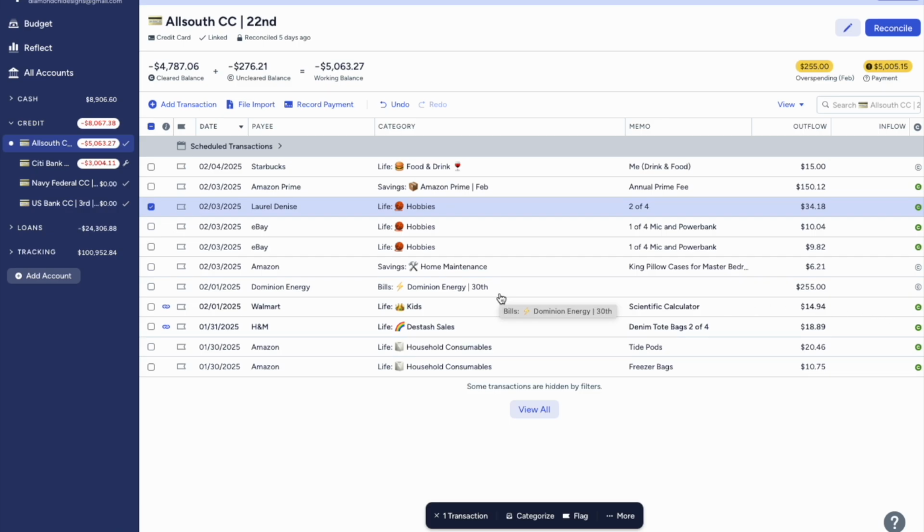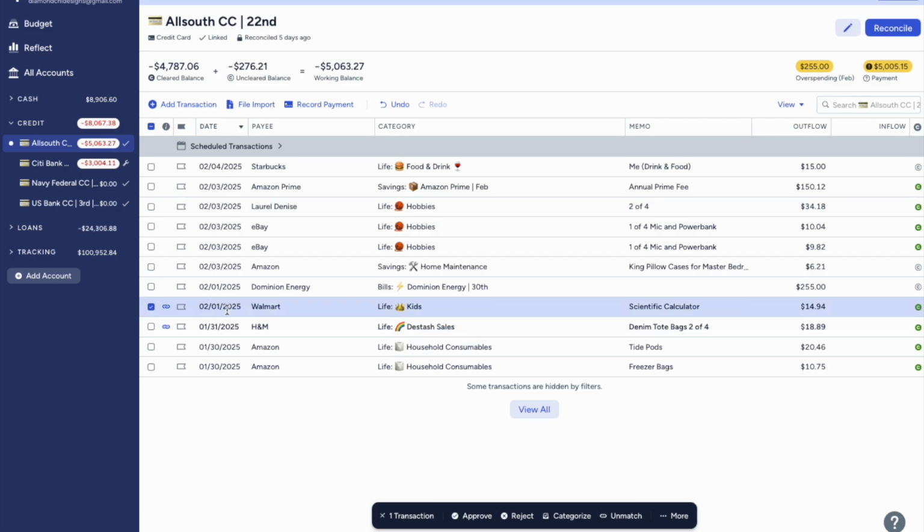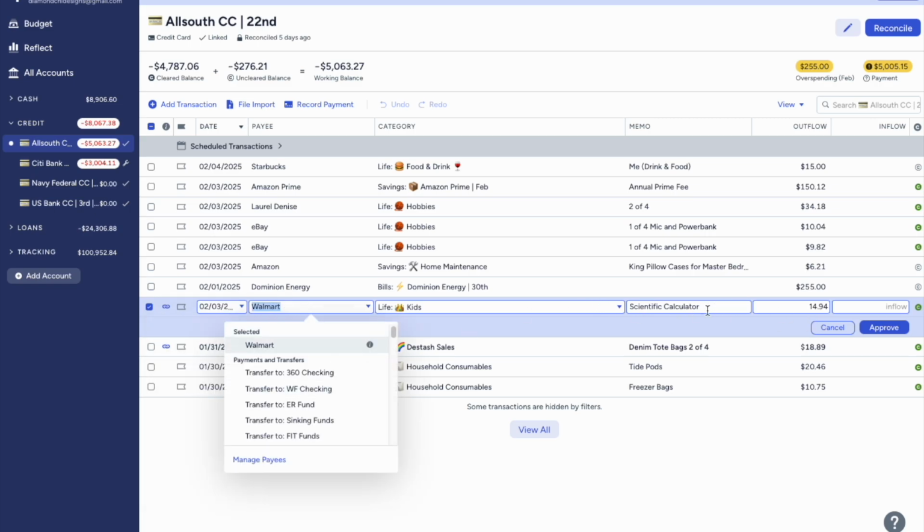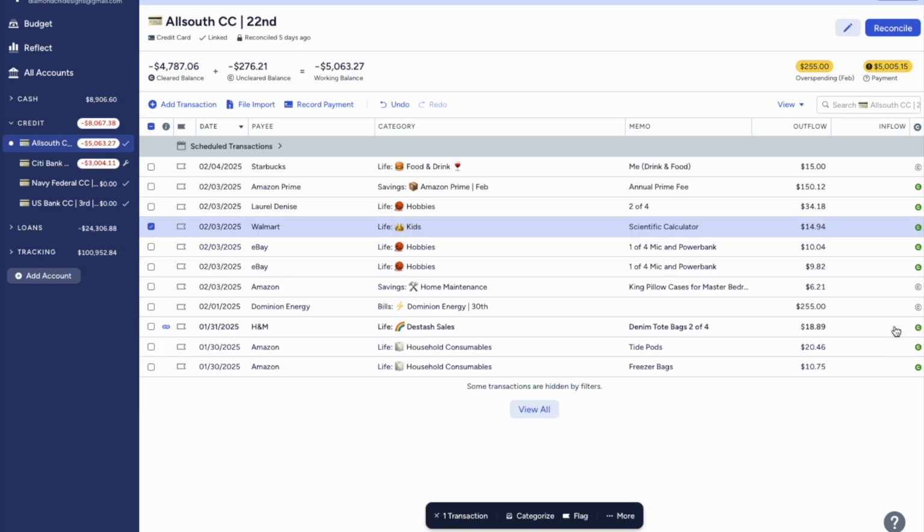1494 Walmart. So this also cleared on the 3rd. My daughter needed a calculator for her science class for school, so that's why it says scientific calculator, and I just put it in the kids category.